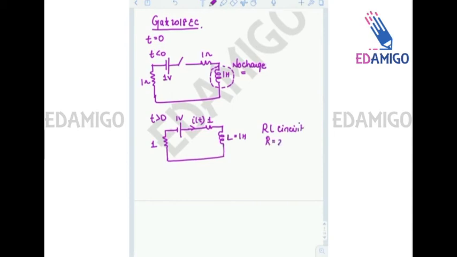Now, a very simple question, it's a simple RL circuit, where the equivalent resistance is 2 ohms because 1 and 1 ohms are in series, and L is equal to 1 Henry. So we know the equation of I(t), that is equal to I infinity minus I0 e to power minus t R by L. Okay, so this is the equation.